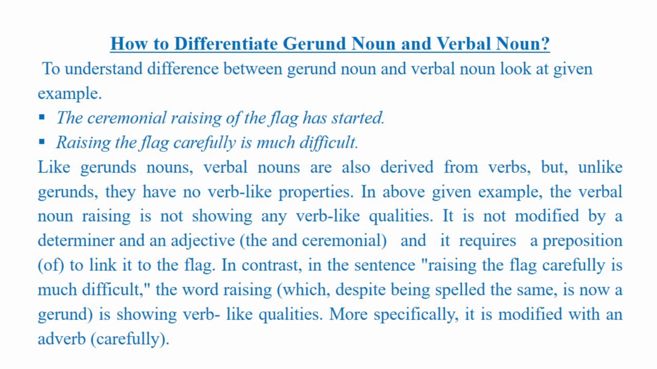Like gerund nouns, verbal nouns are also derived from verbs, but, unlike gerunds, they have no verb-like properties. In the above given example, the verbal noun raising is not showing any verb-like qualities. It is modified by a determiner and an adjective, the and ceremonial, and it requires a preposition, of, to link it to the flag. In contrast, in the sentence raising the flag carefully is much difficult, the word raising, which, despite being spelled the same, is now a gerund, is showing verb-like qualities. More specifically, it is modified with an adverb, carefully.